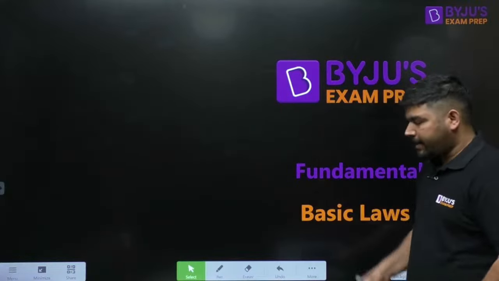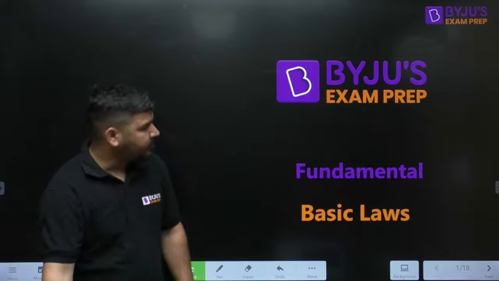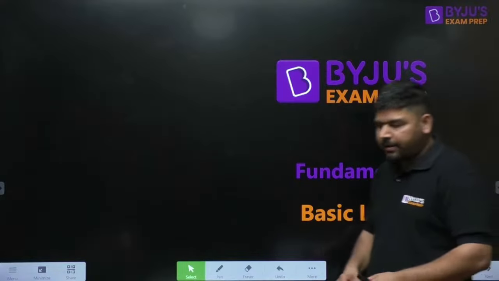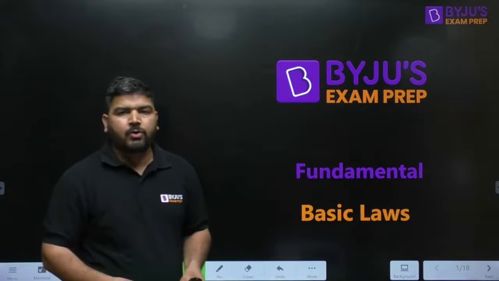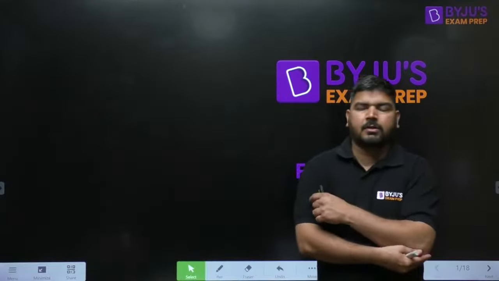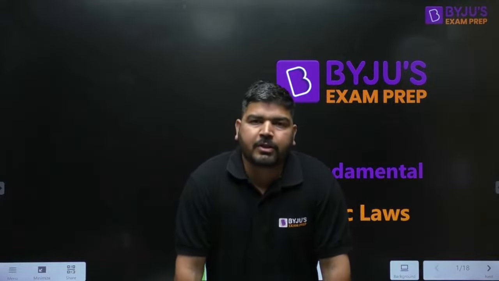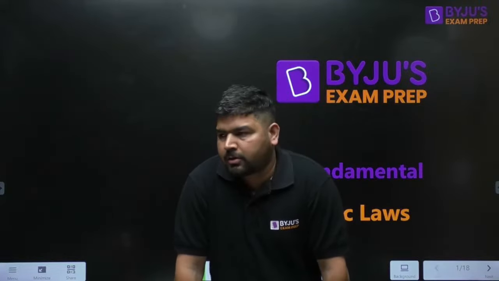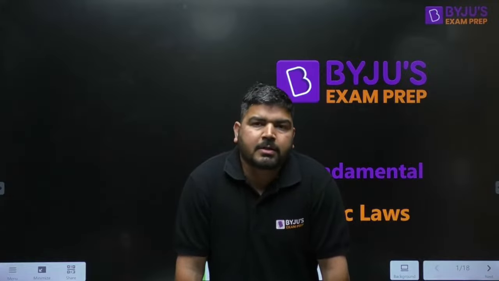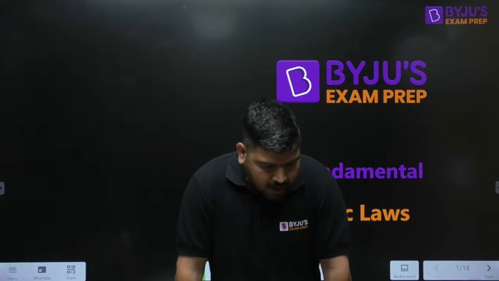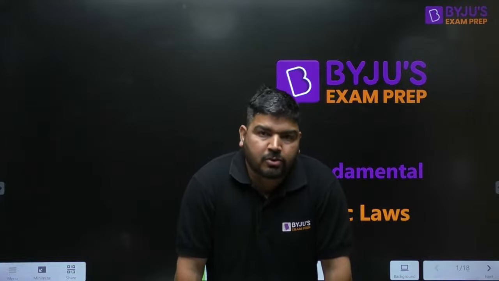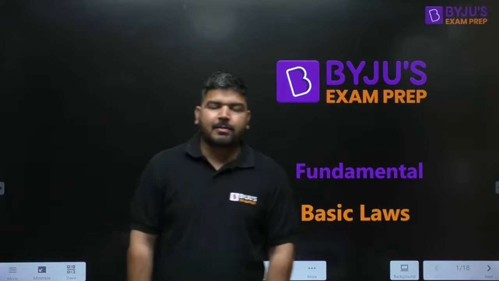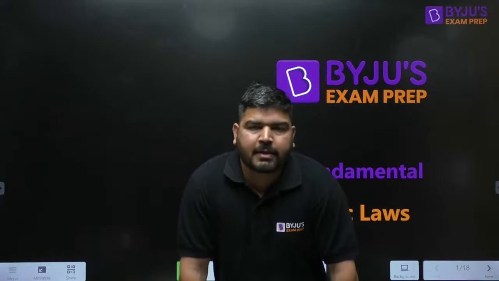So let's start the session, guys. In the previous session, I was discussing equivalent resistance, how to calculate equivalent resistance. There were 2-3 things that I discussed: equivalent resistance using path method, equivalent resistance of infinite ladder, and balanced bridge, Wheatstone bridge. Now in this session, we will discuss unbalanced bridge.